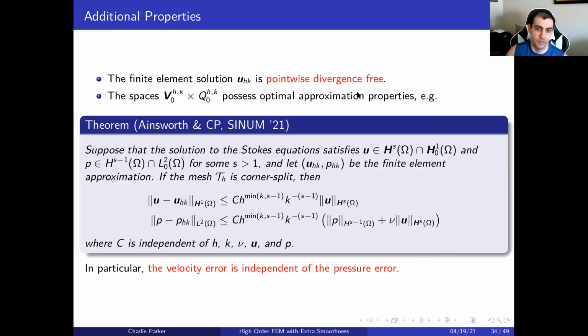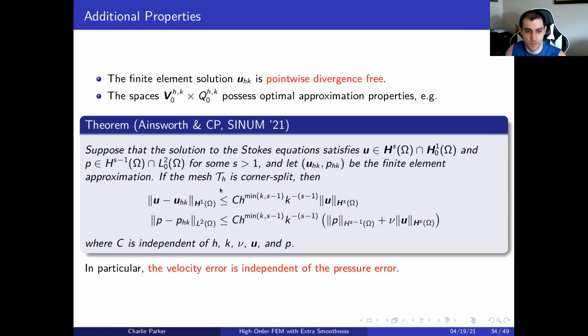So yeah, the additional property you get, which I've already said, is that the solution is pointwise divergence free. We've also shown that these spaces possess optimal approximation properties. So for example, you have the standard H^{s-1} estimate here in terms of the mesh size and the polynomial degree. We can also show that on geometrically graded meshes with certain regularity conditions, the finite element solution will converge exponentially fast to the true solution. But I'm not going to quantify that here.